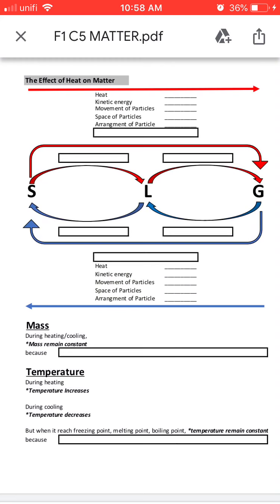and to solid. Now, if you look at the diagram, the red colored arrow pointing to the right represents a heating process. Okay, and the bottom arrow, which is blue and pointing to the left, represents the cooling process. So as the topic is about the effect of heat on matter, the effect of heat on solid, liquid, and gas, you fill up the box over there with the name of the process. From solid to liquid, what's the name of the process?